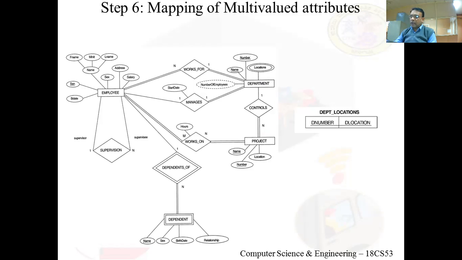So add the primary key of the department in the department location as a foreign key, and the department location as the multi-valued attribute. Now the combination of department number and department location will give us the composite primary key. So in case of any multi-valued attribute, we have to create a new relation schema, add the multi-valued attribute and add the primary key of the relation that contains the multi-valued attribute. So a new relation has been created. So this is step number 6.